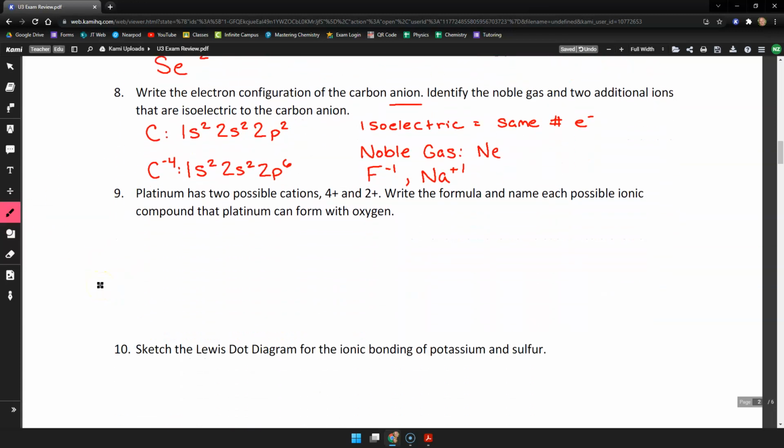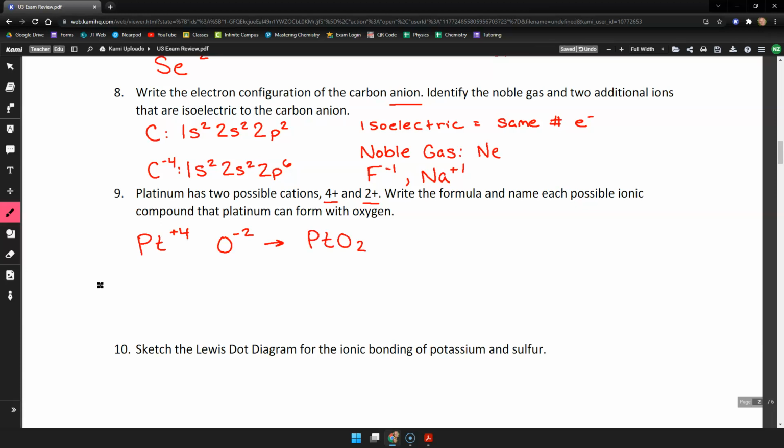Okay. 9 says platinum has 2 possible cations, +4 and +2. Write the formula and name each possible ionic compound that platinum can form with oxygen. So, a lot of big words here, but don't panic. So platinum is Pt, and it's either going to be +4 or +2. So platinum with a +4 charge and oxygen, which is -2. To make this work, I'd need 2 oxygens. So my formula would be PtO2.